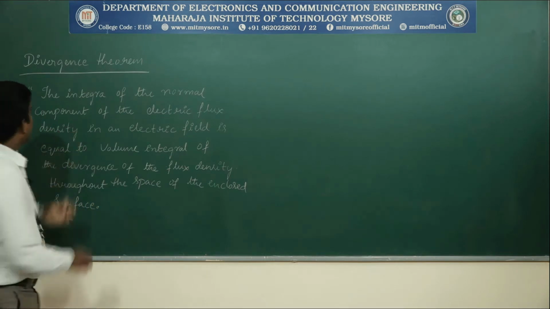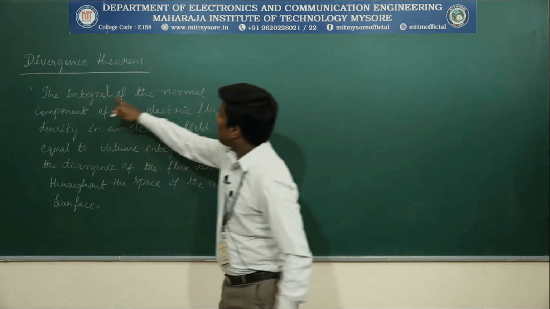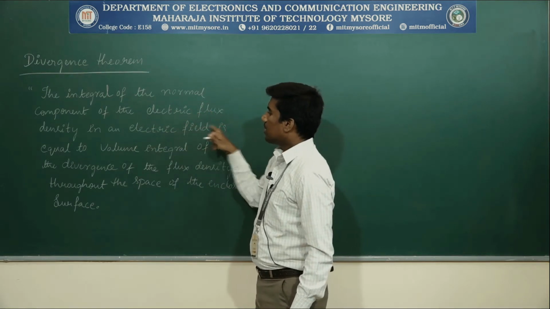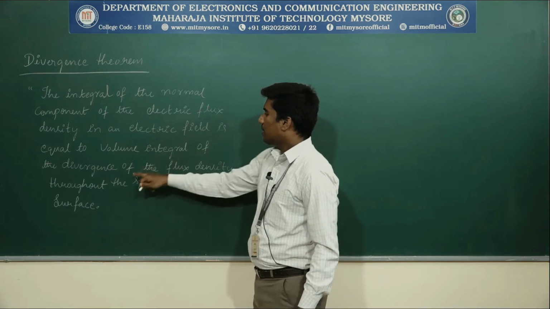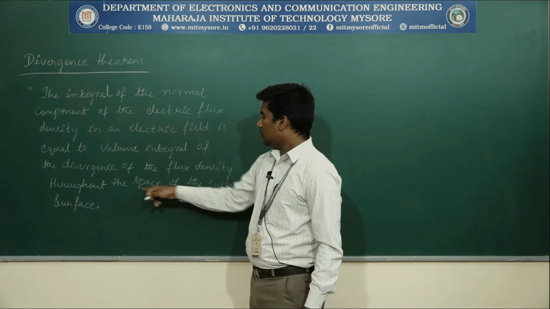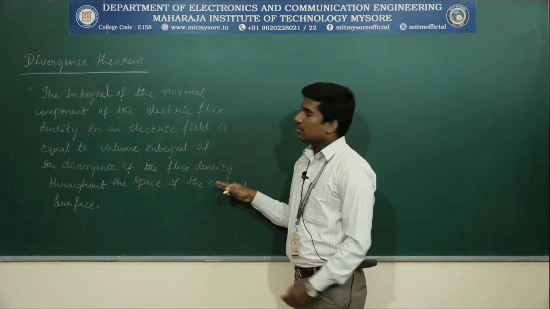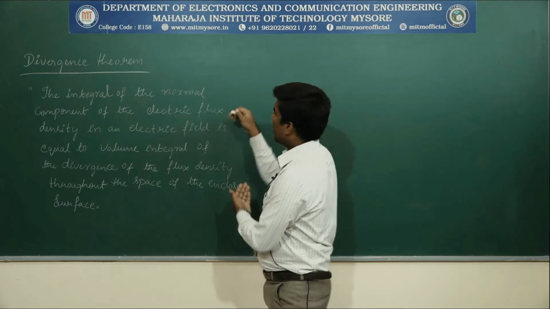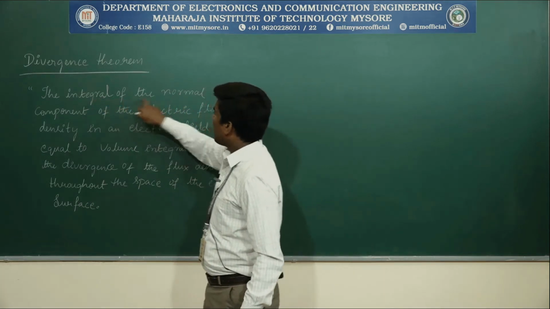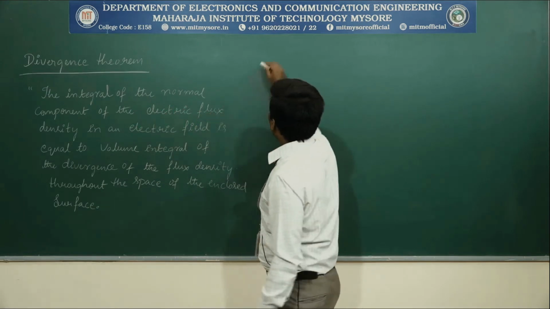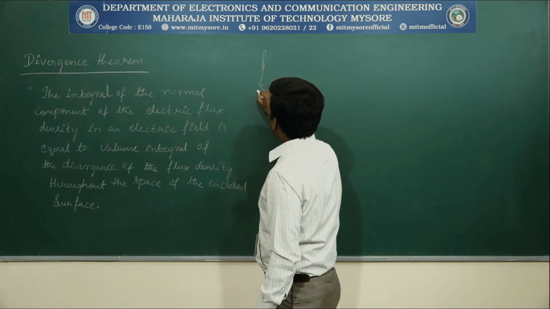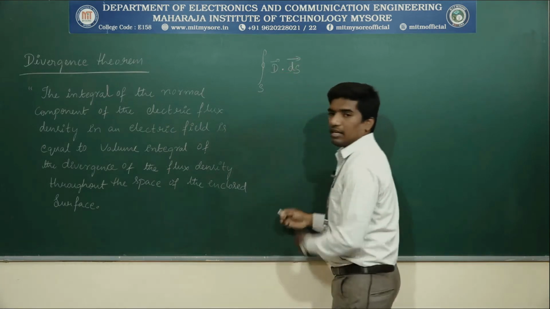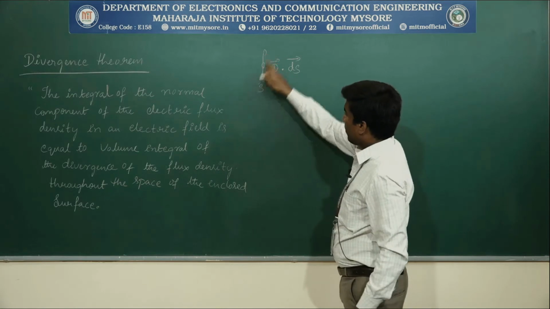Let me read the statement again. The integral of the normal component of the electric flux density in an electric field is equal to the volume integral of the divergence of the flux density throughout the space of the enclosed surface. This is the statement of the divergence theorem. Let me write the equivalent mathematical model. The integral of the normal component of the electric flux density means we take the surface integral of D dot ds, the normal component of the flux density over a closed surface.